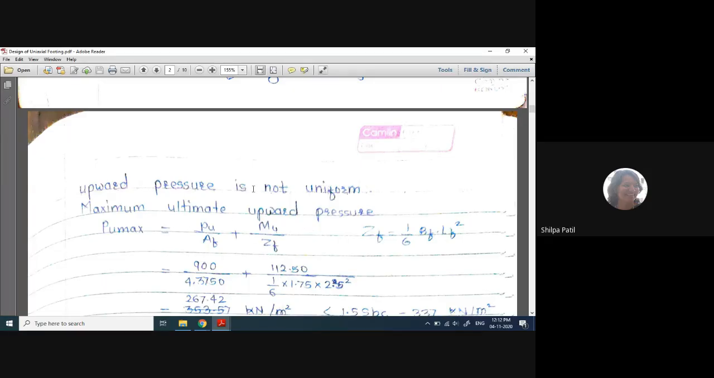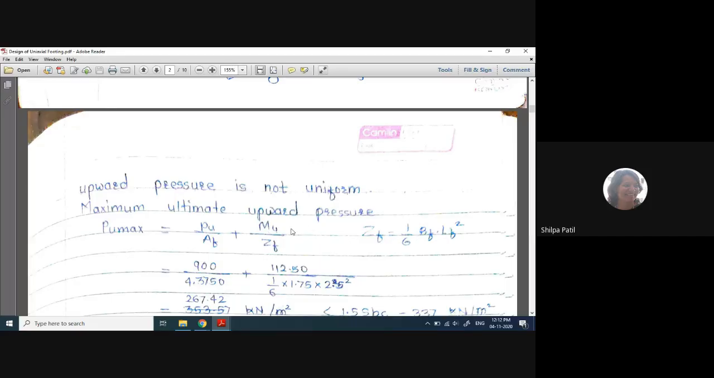By making use of this formula, we calculate the maximum ultimate upward pressure acting on a footing. The maximum upward pressure calculated in yesterday's problem is different; it is simply load upon area. Now here we cannot consider load upon area, which is the first part of this formula. We have to consider the effect of moment also. So PU max is giving us the maximum ultimate upward pressure.